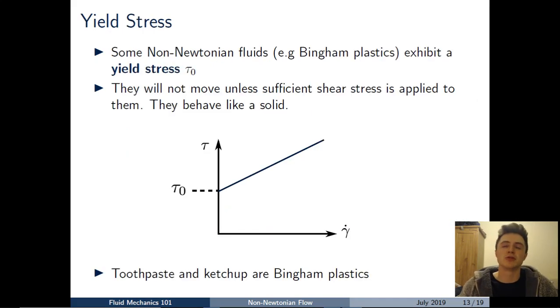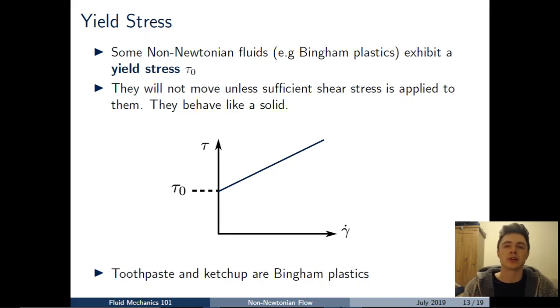So now I'd like to move on to talk a little bit about yield stress. Now, some non-Newtonian fluids, such as Bingham plastics, exhibit a yield stress, which I'm going to denote by tau subscript naught. Now, just a reminder, what is a yield stress when applied to a fluid? What a yield stress is: if we apply a force or a stress to the fluid in our experiments, the fluid will not move unless that stress exceeds the yield stress.